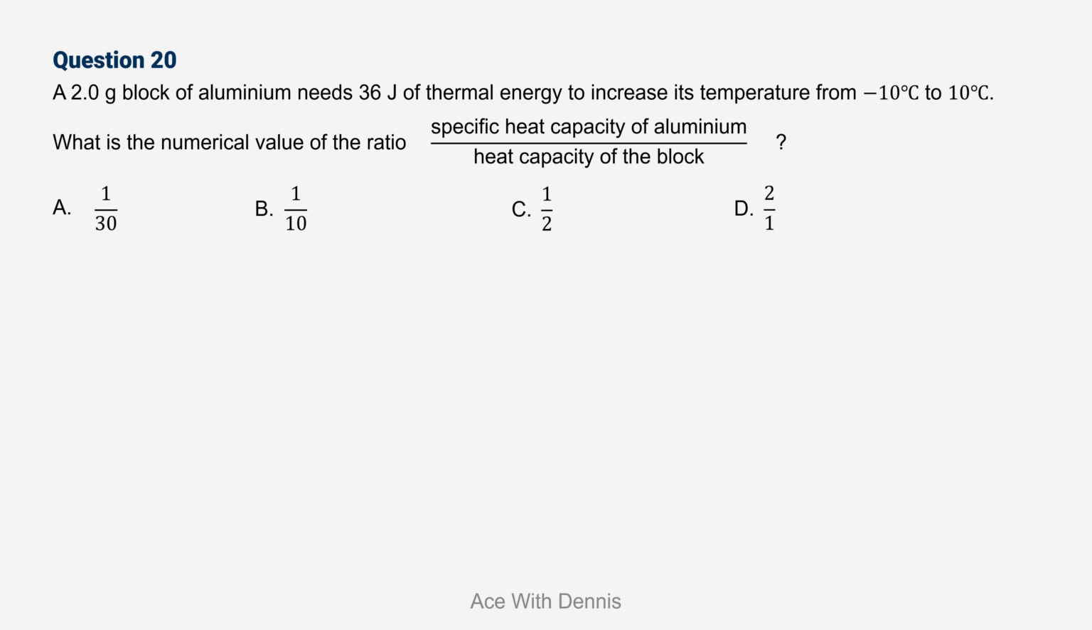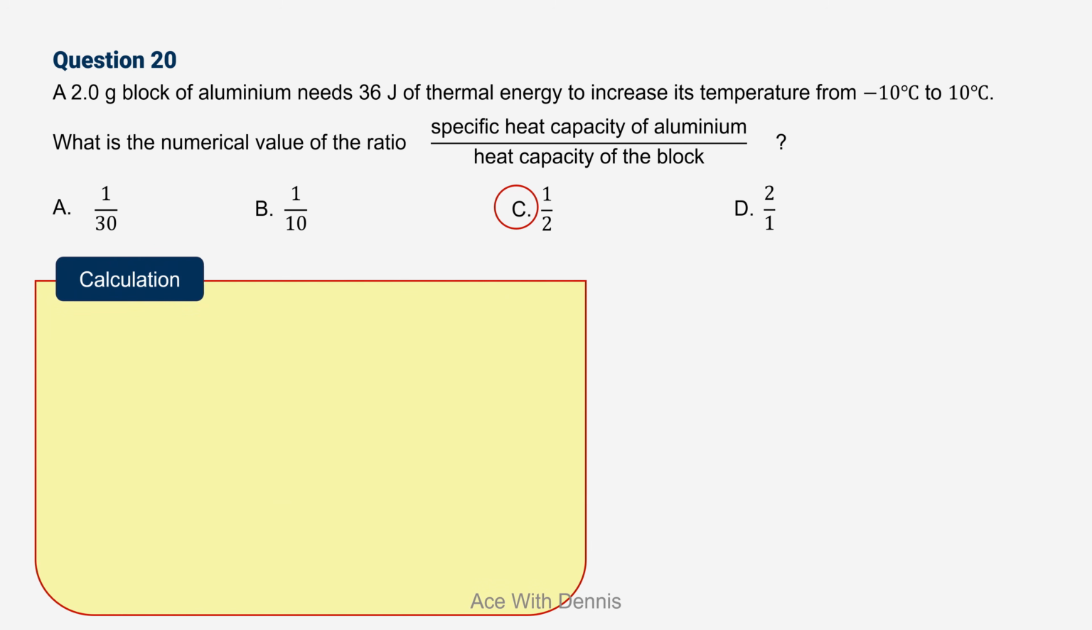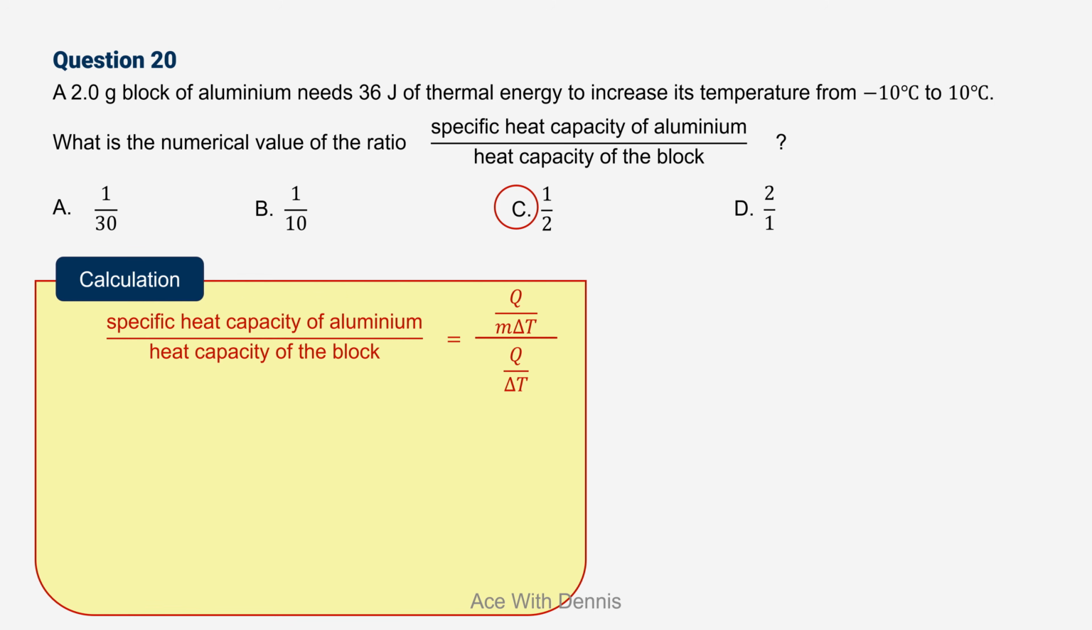The answer is C, 1 over 2. So here's the calculation. We need to find the ratio of the specific heat capacity of aluminium over the heat capacity of the block. So what we need to do is substitute the formula for specific heat capacity of aluminium, which is Q over M delta T, and the formula for heat capacity of the block, which is Q over delta T. The next thing we need to do is simplify this ratio.